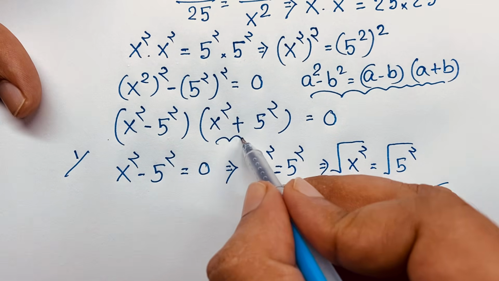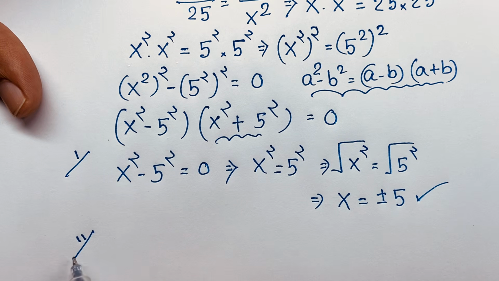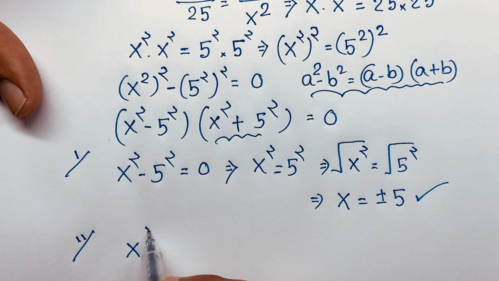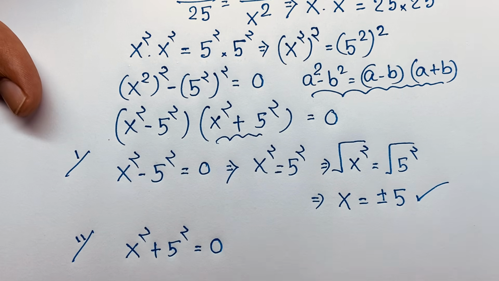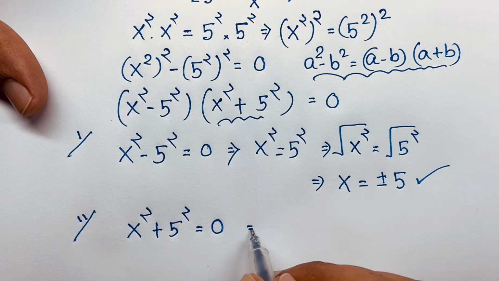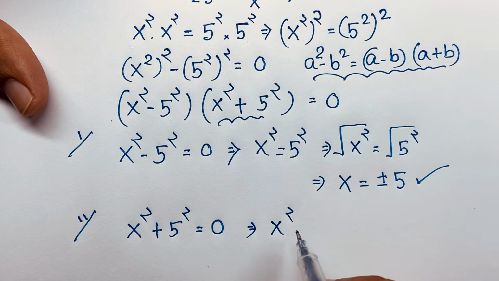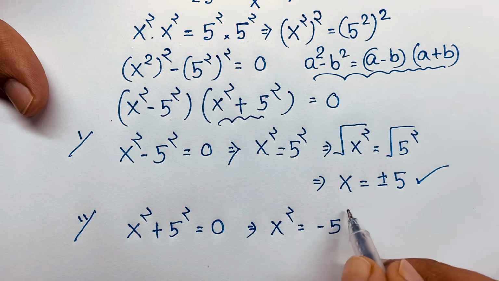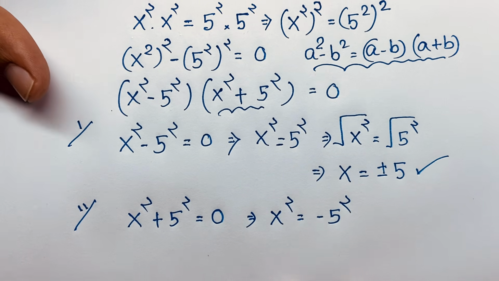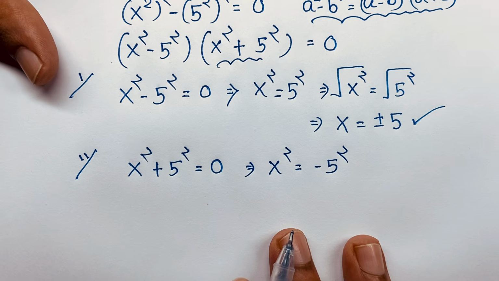Now if I take the other case, which is x to the power 2 plus 5 to the power 2 is equal to 0. Then here x to the power 2, and if I move this value to this side, it will be negative 5 to the power 2. At this moment we find here is a complex number, a complex solution.